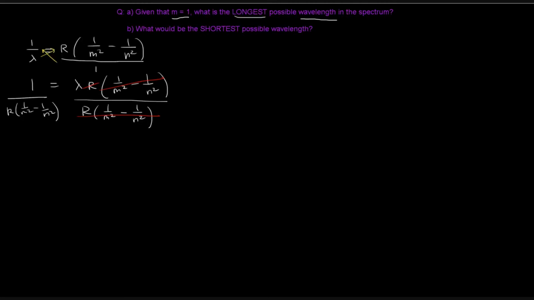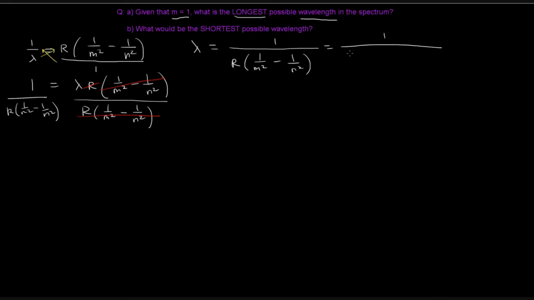Okay. And then I'm just left with lambda equals 1 over, that whole thing would be R times (1 over m squared minus 1 over n squared). Okay, so I've solved it for wavelength. And I've done this because they're asking me what is the longest possible wavelength. So they want me to find the wavelength. Now, they tell me that m equals 1. And I also know that R is just a constant, right? So I'm going to plug that in.